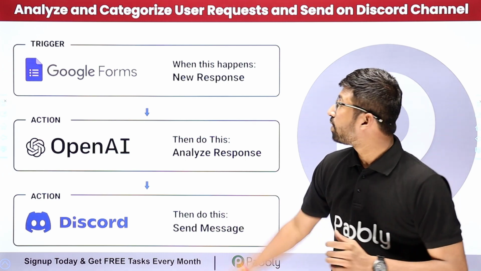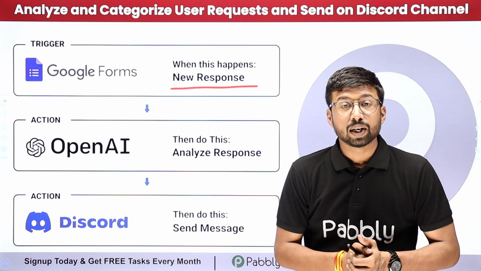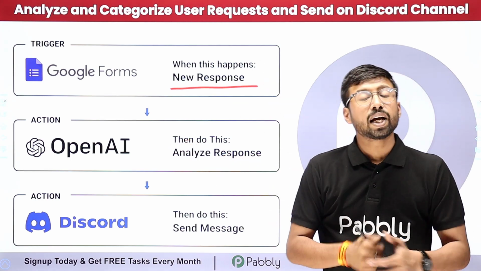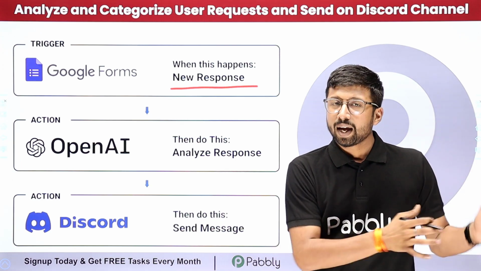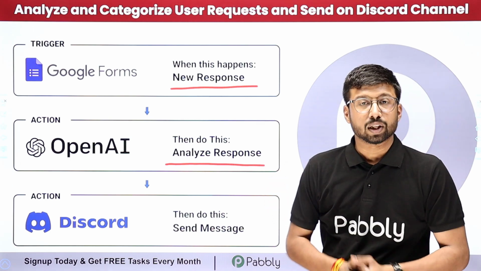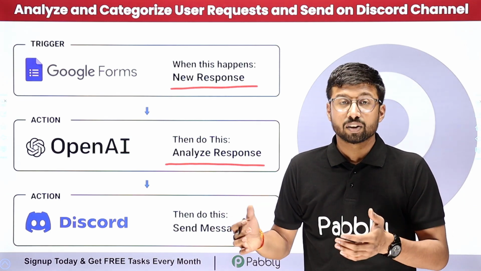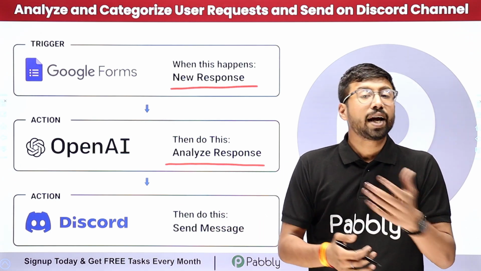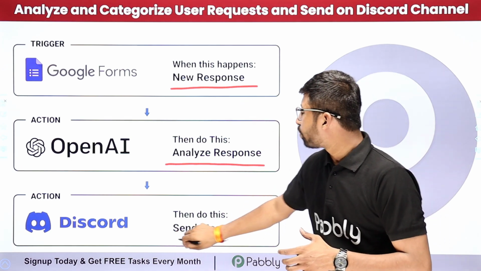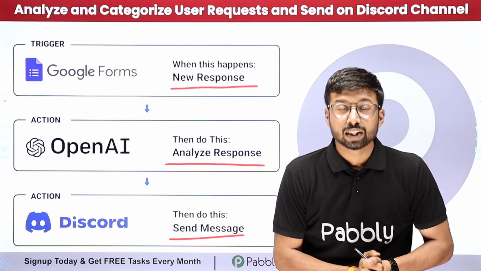This AI agent will first capture the new responses which we are getting on Google Form or any other form building application. Then after that, this AI agent will send the same details to OpenAI or any other AI platform, and using OpenAI, it is going to analyze and categorize the response as well. That is, in which category this response falls. Is it a bug report, a feedback, a general inquiry, or anything like that? And later on the basis of that, this AI agent will automatically share the form submission data to that dedicated Discord channel as well.